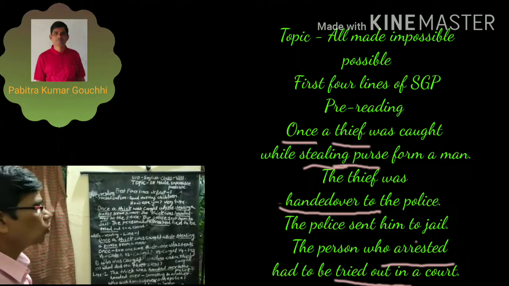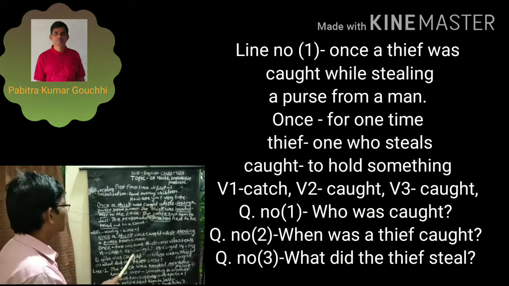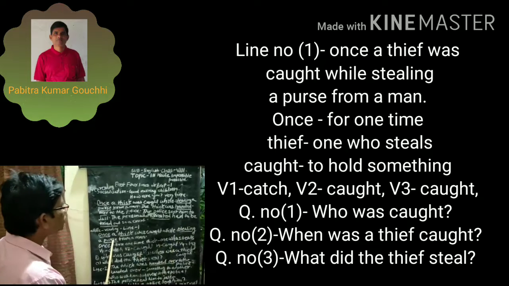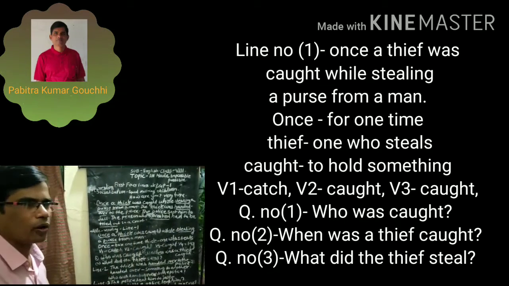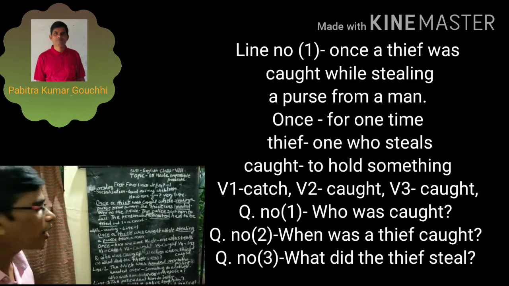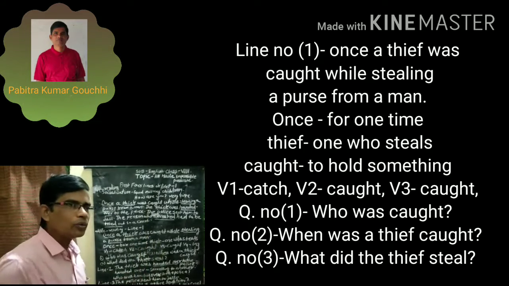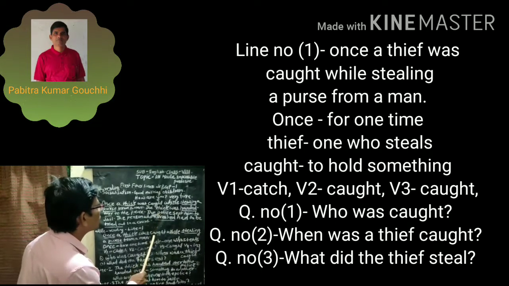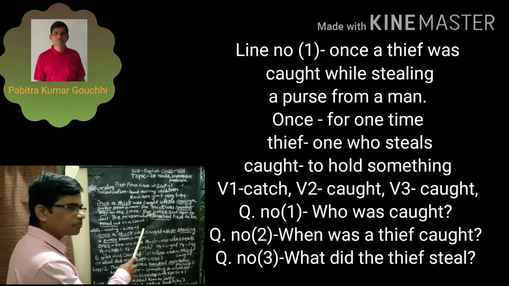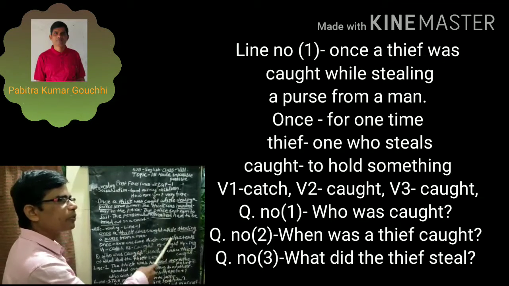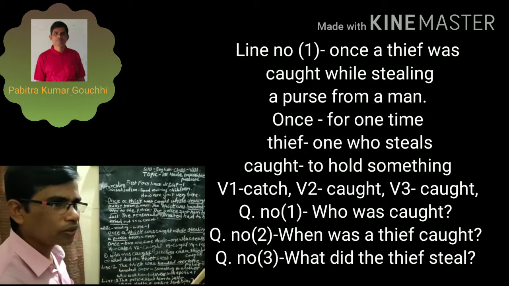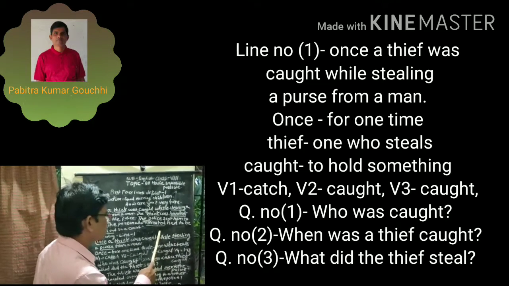I will discuss one line from the paragraph at first. Once a thief was caught while stealing a purse from a man. First, find out and underline the new word, once. Once means for one time. Thief means one who steals. Caught is a past tense verb; the present tense verb is catch. V1 catch, V2 caught. Catch means to take hold of something. While means when.